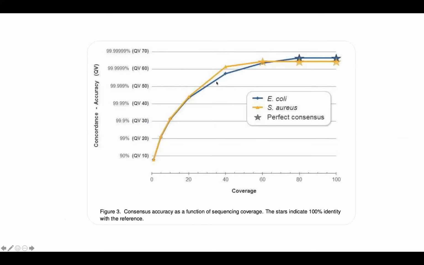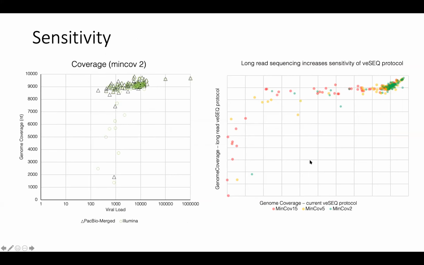a lot is already known about error with PacBio and how you can get Illumina level qualities. What this does is actually increase the sensitivity of the method, because you're seeing a greater proportion of the total library, including those longer reads. So on the left, you see that with Illumina we're only able to get whole genomes with a viral load of 5,000 and above for 95% of the samples, whereas we're starting to see whole genomes now with as few as 200 copies per mL.